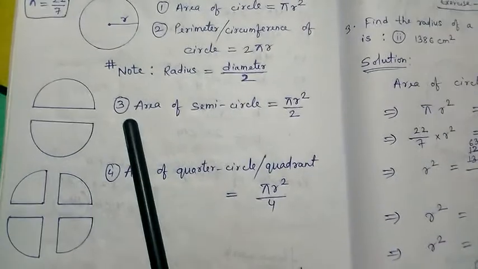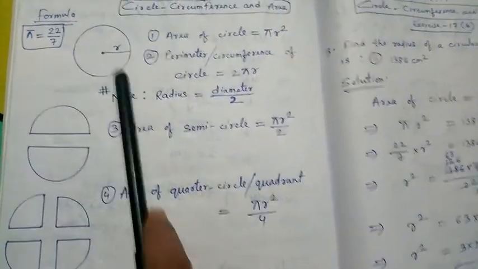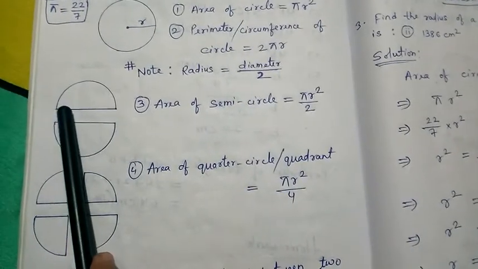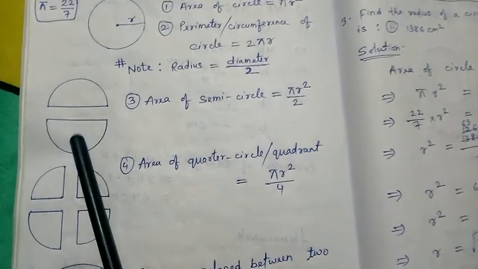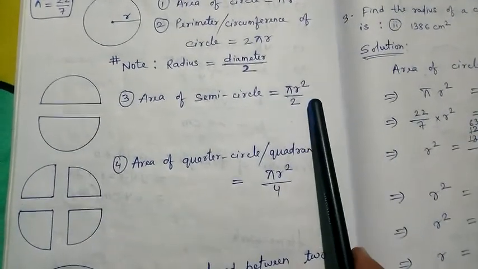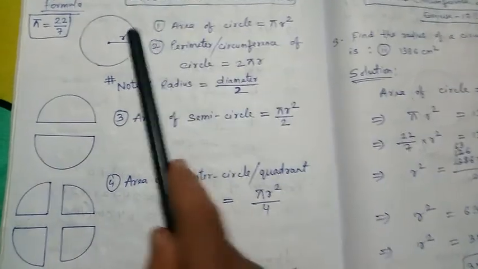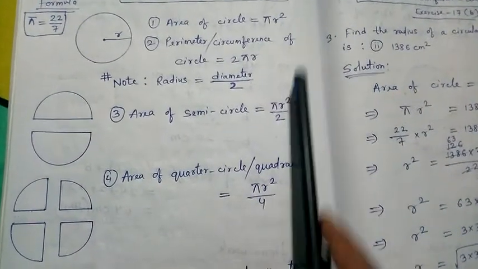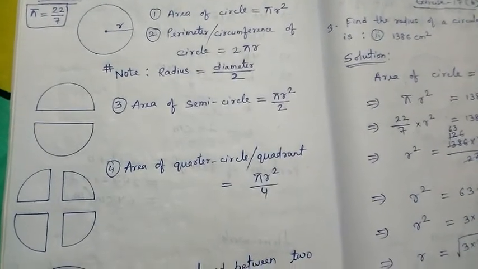Next, formula number 3, area of semicircle. Half of a circle is called a semicircle. So this is one semicircle, this is another semicircle. Its area will be pi r square by 2. For a full circle it is pi r square, so for a half circle it will be pi r square by 2.